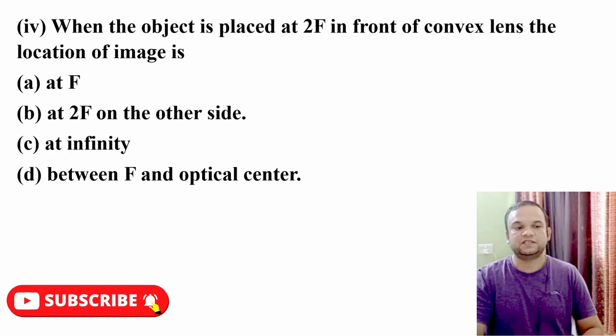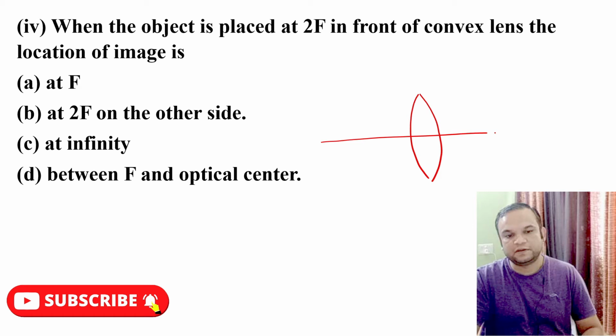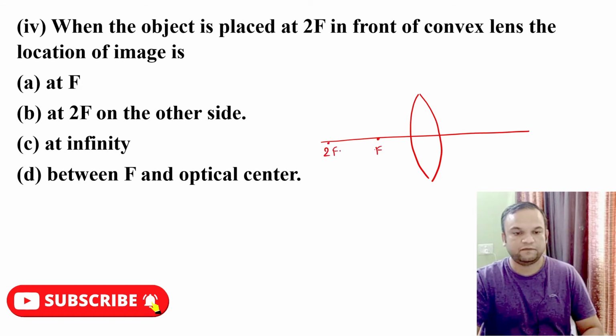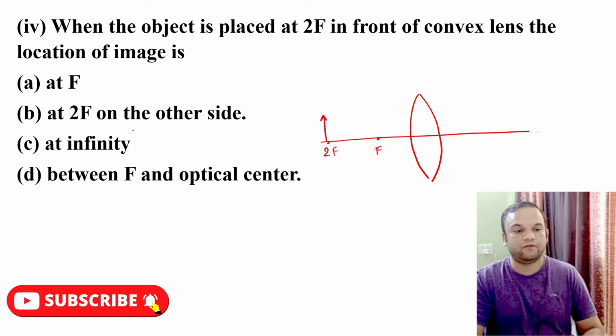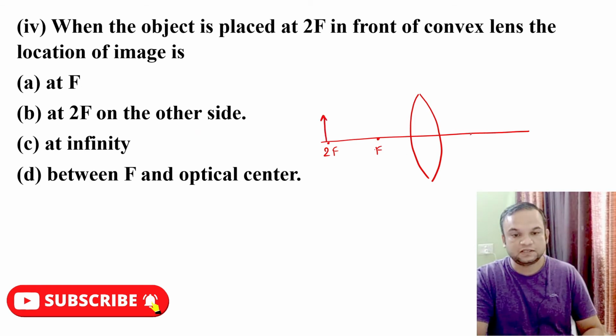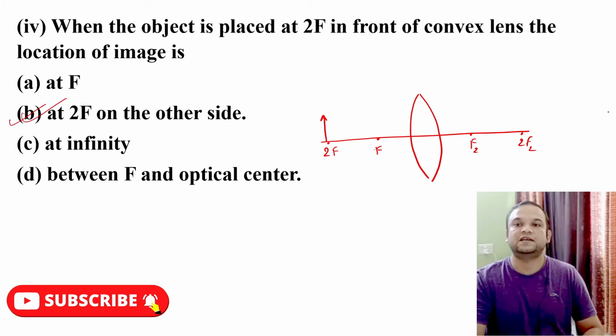The next question is, when the object is placed at 2f in front of convex lens, the location of the image will be. This is F, focal length, and this is the center of curvature, that is 2f. If the object is placed at 2f, then the image will be formed at 2f on the other side. So option B will be the answer for this question.